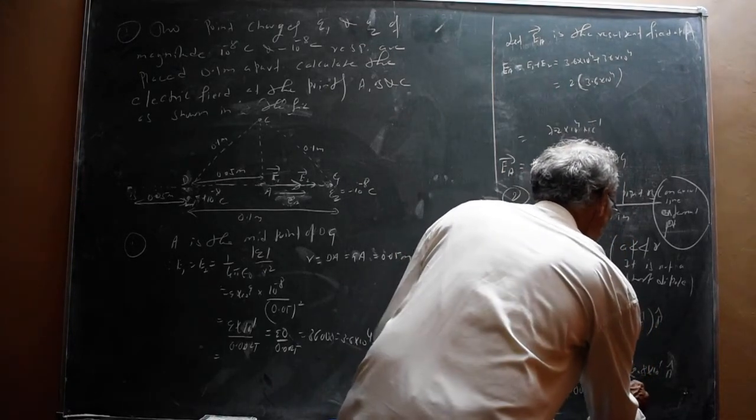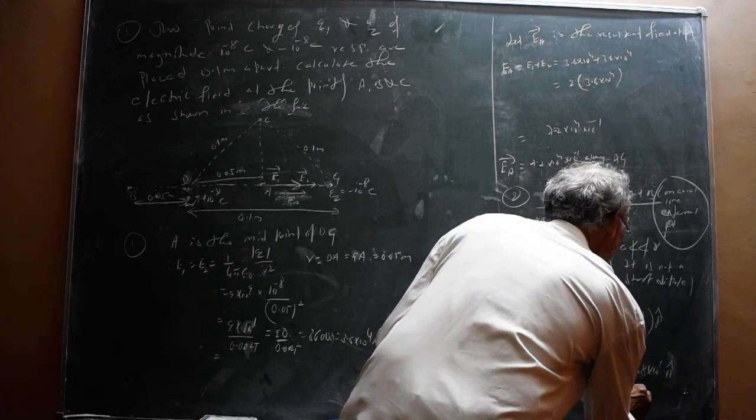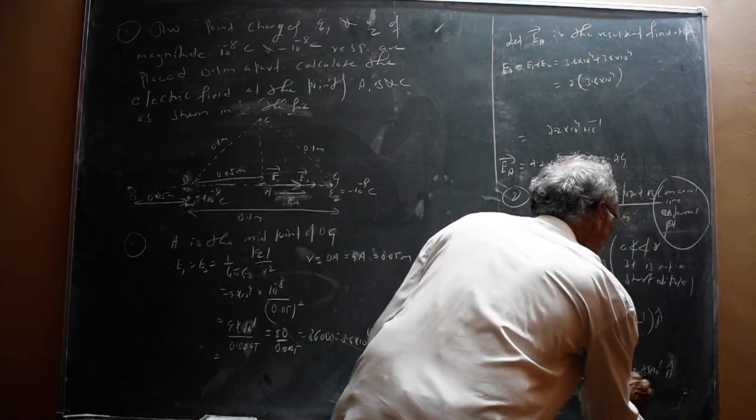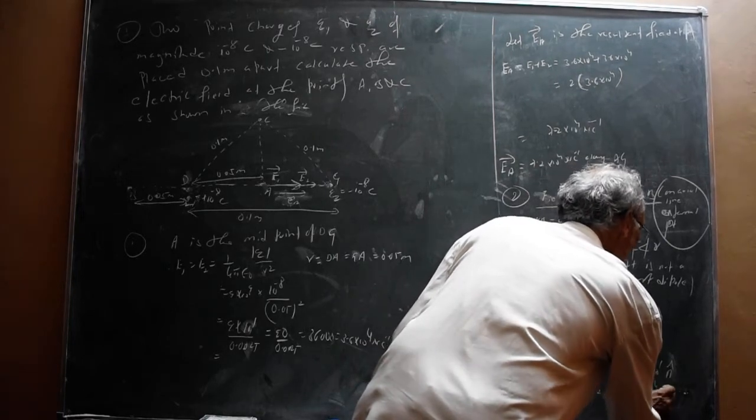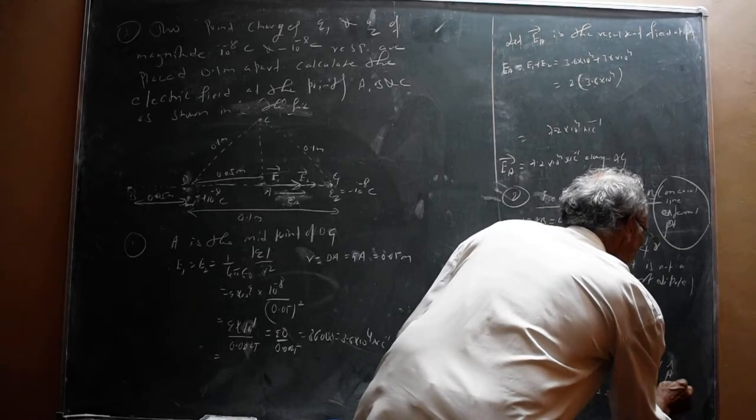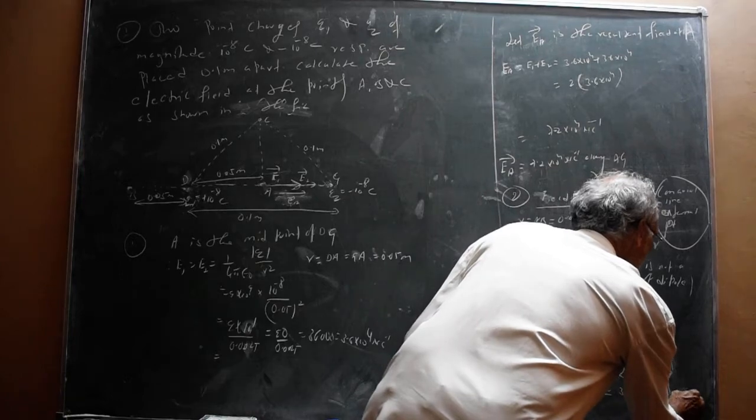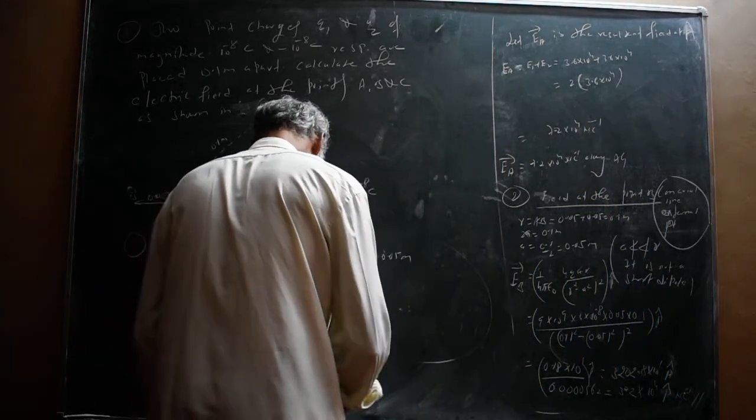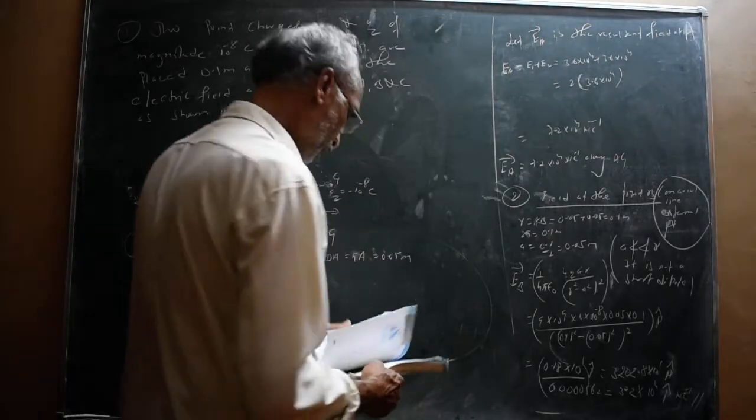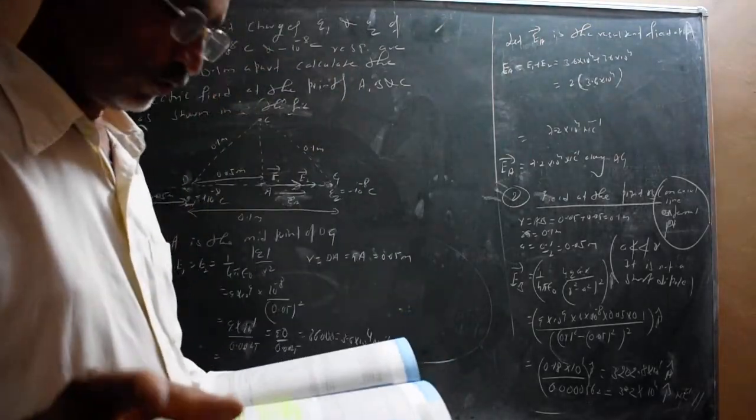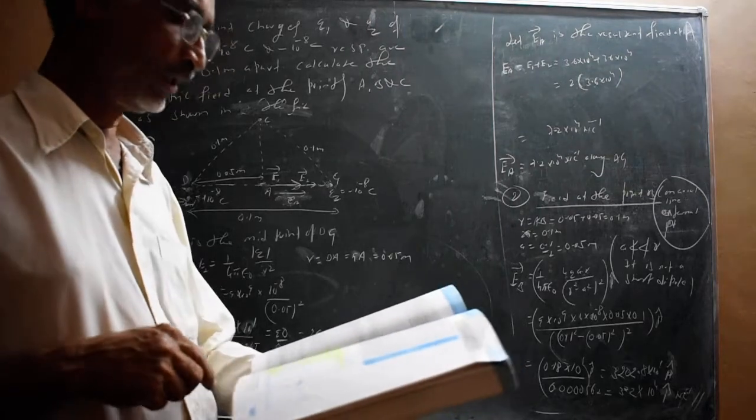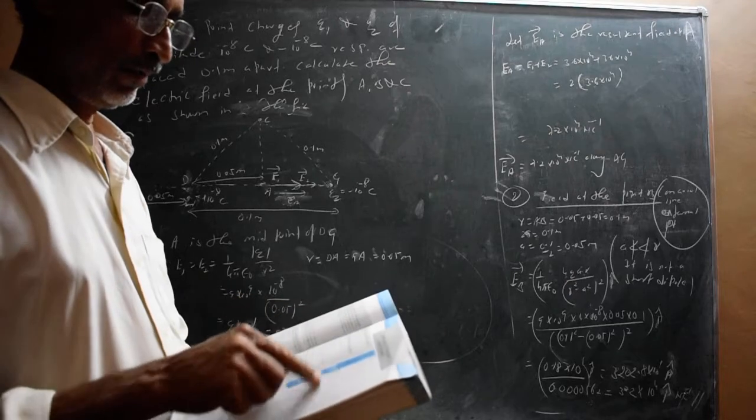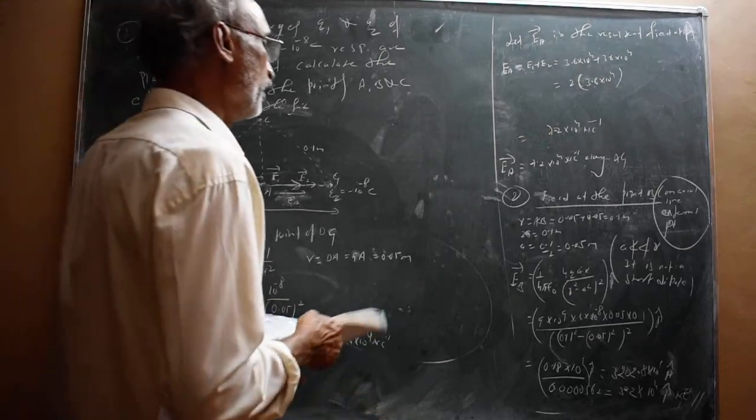That's equal to 3.2 into 10 to the power of 4 newtons per meter, in the P cap direction. This is an exercise problem actually, but he has not used the dipole concept. Use the dipole concept and the calculation becomes simple. Okay. It is correct.